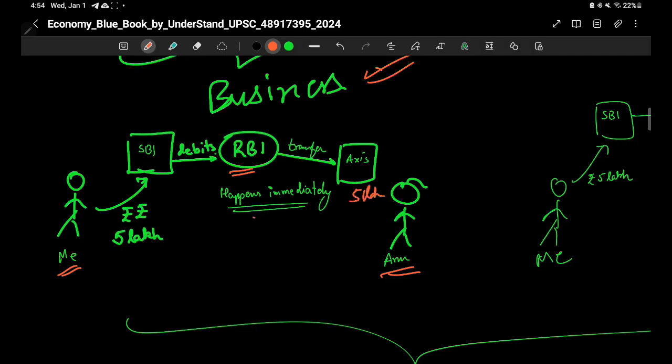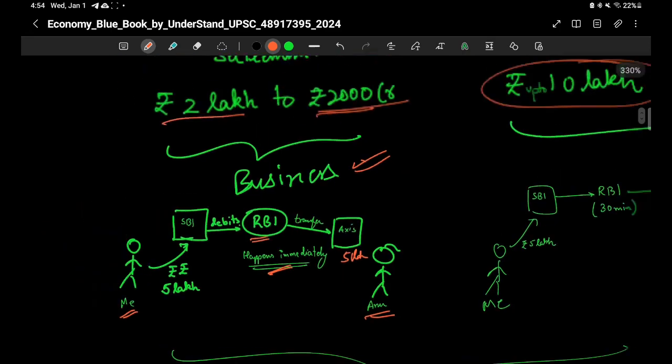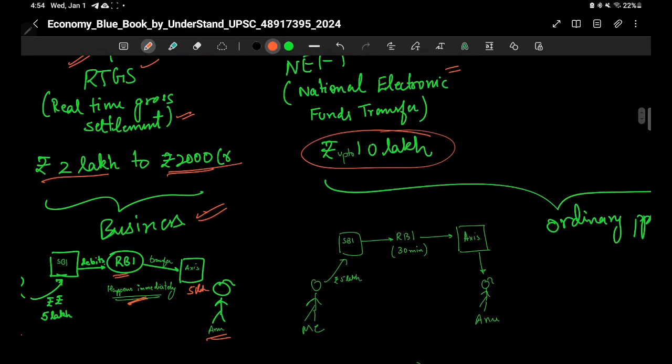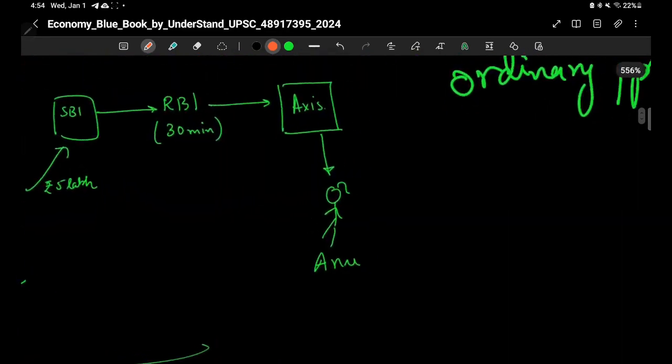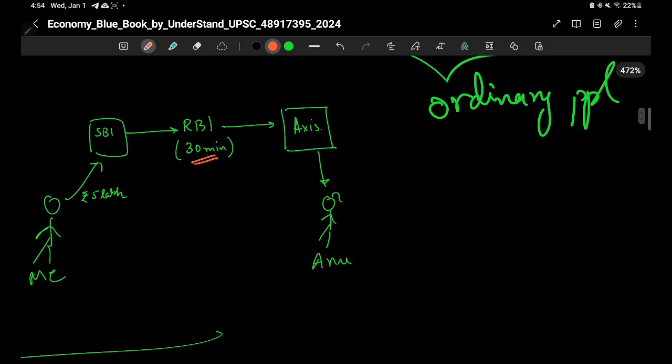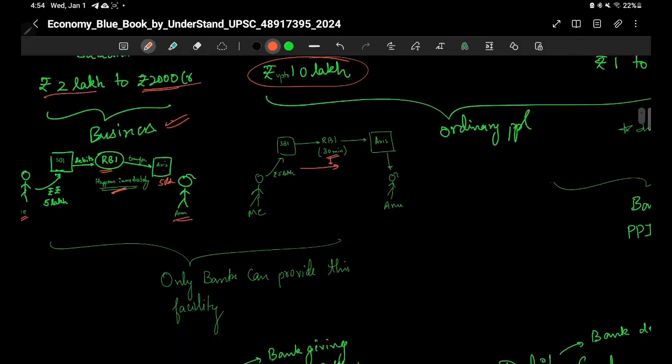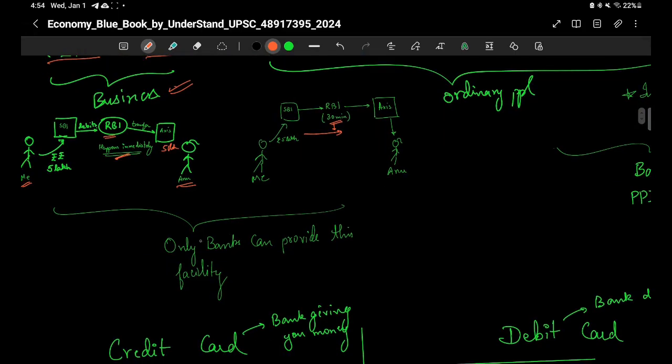This happens immediately. If I give that request, it happens instantaneously, so you get that money. That is the benefit of real-time gross settlement. Whereas in NEFT, the same thing happens, but at intervals of 30 minutes. Once in every 30 minutes, my request will be processed. I have to wait for 30 minutes. It won't happen instantaneously. That is the difference between NEFT and RTGS. Both these facilities, only banks can provide.